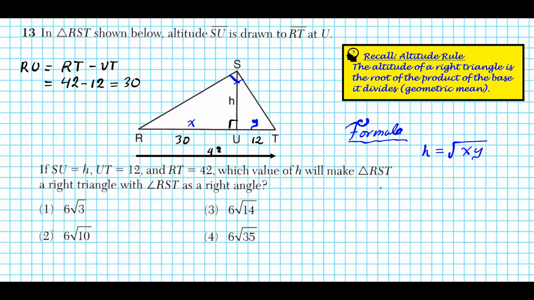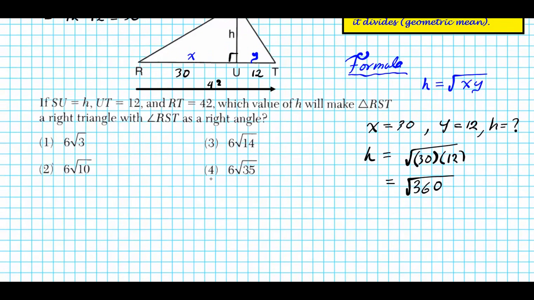So in this problem, you can see that x is 30, y is 12, h is unknown. So we're going to use this geometric mean or altitude rule to solve for h. So we have h equals the square root of 30 times 12. 30 times 12 is 360. There goes your answer. But the options are presented in the reduced form of a radical. So we have to reduce 360.